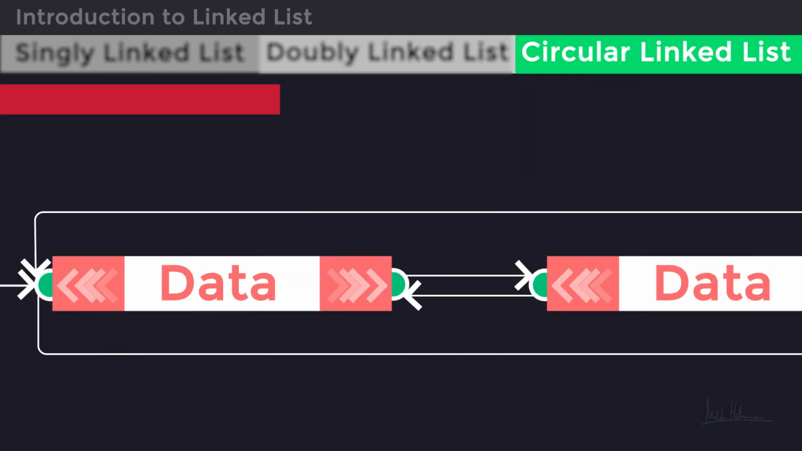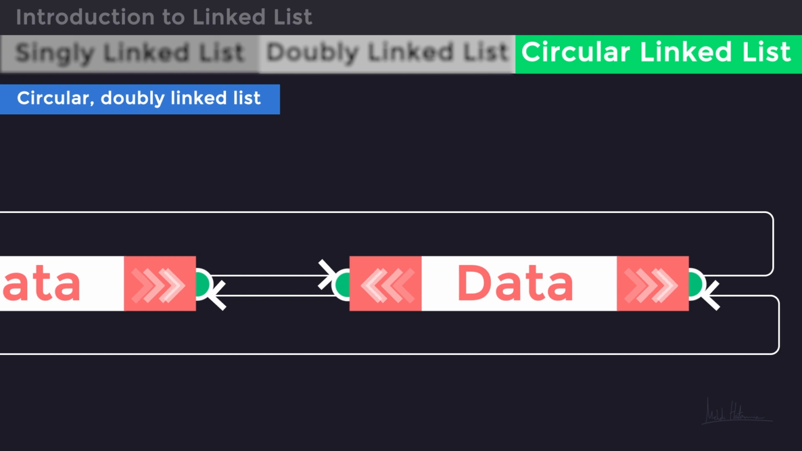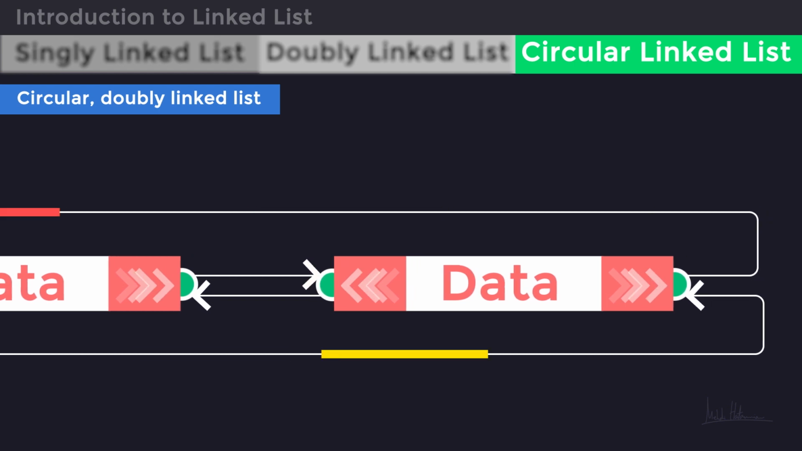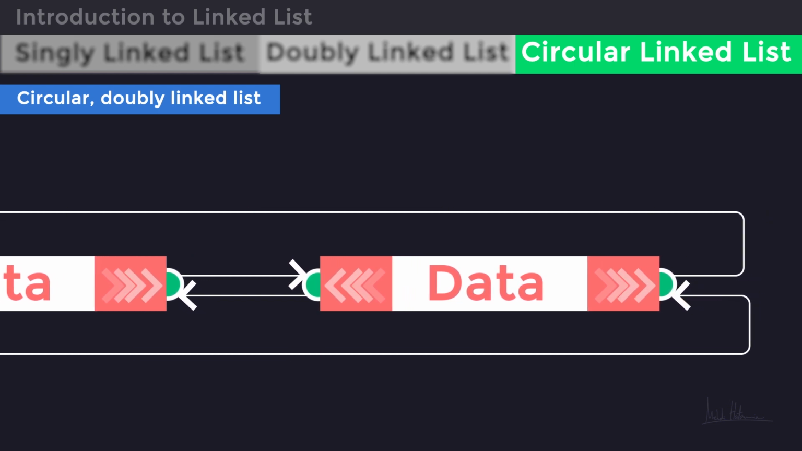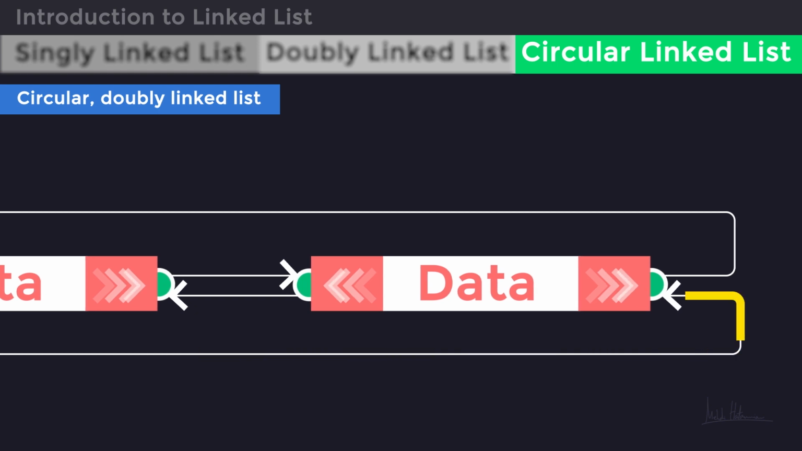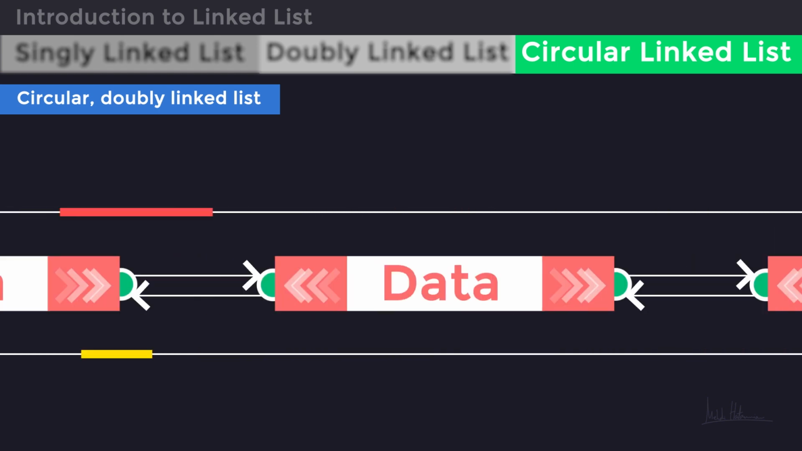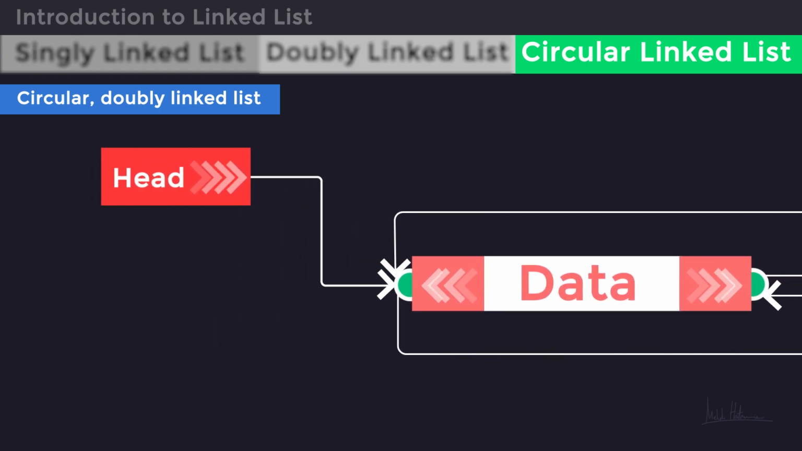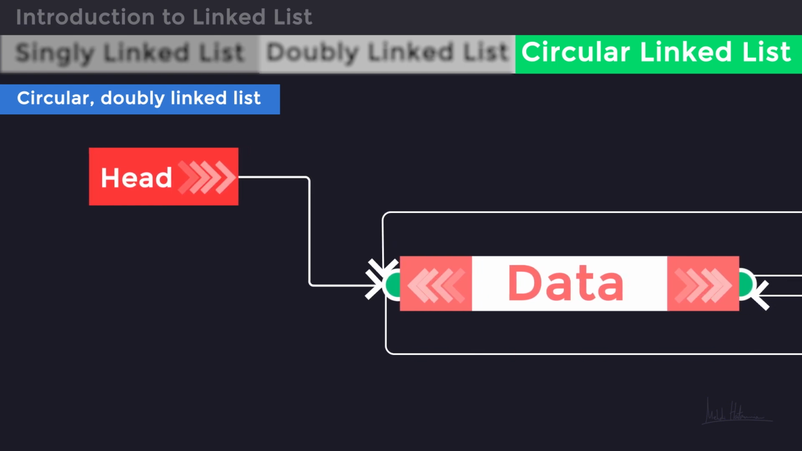And the last one is the circular doubly linked list. All nodes have pointers to the next and the previous items. Additionally, the last node indicates the first node, and the first node indicates the last node.